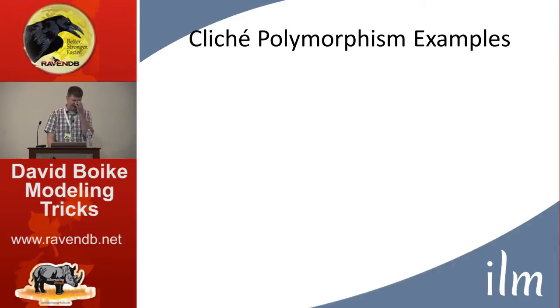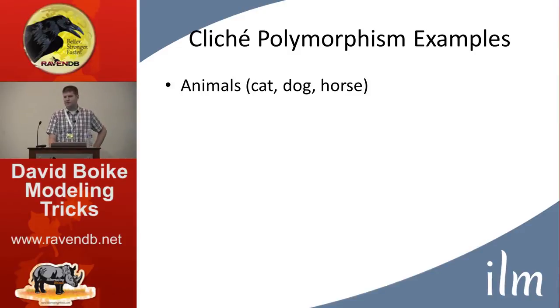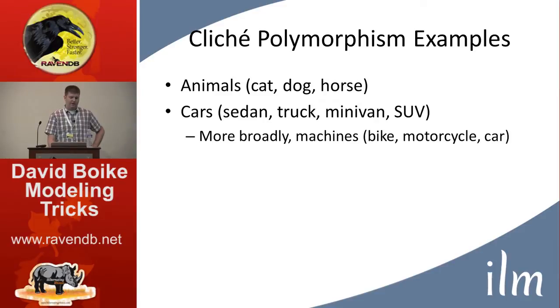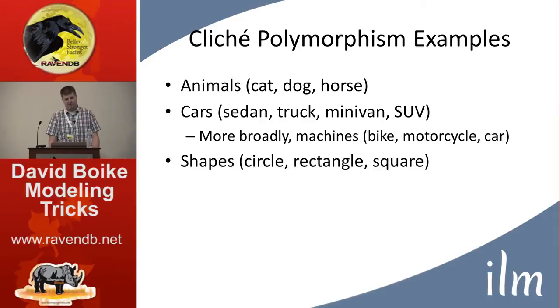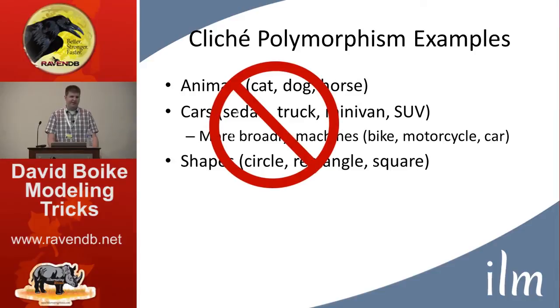And before I go any farther, I really hate all the cliche polymorphism examples. Every time you see polymorphism anywhere, it's probably animals, or cars, or more broadly, machines, or shapes: circle, rectangle, square. Now answer me this, does a square inherit from a rectangle, or does a rectangle inherit from a square? Does it? So I'm not going to do any of that stuff.